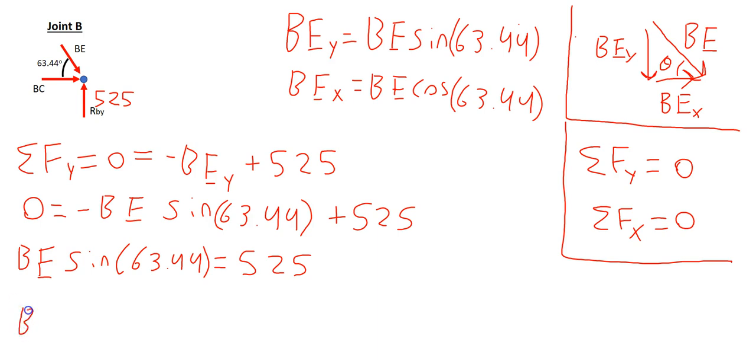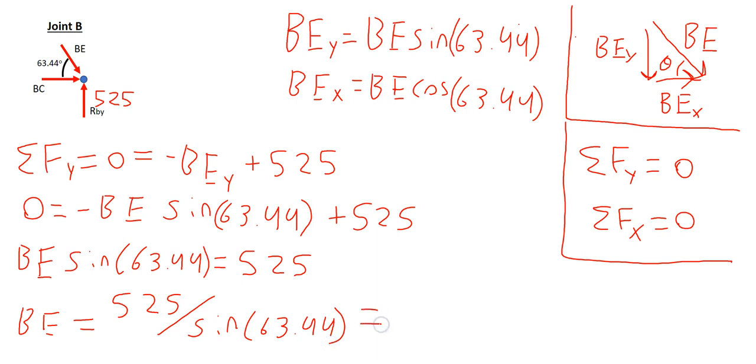So we get that BE is equal to 525 divided by sine of 63.44 degrees, which equals a value of 586.94 pounds.